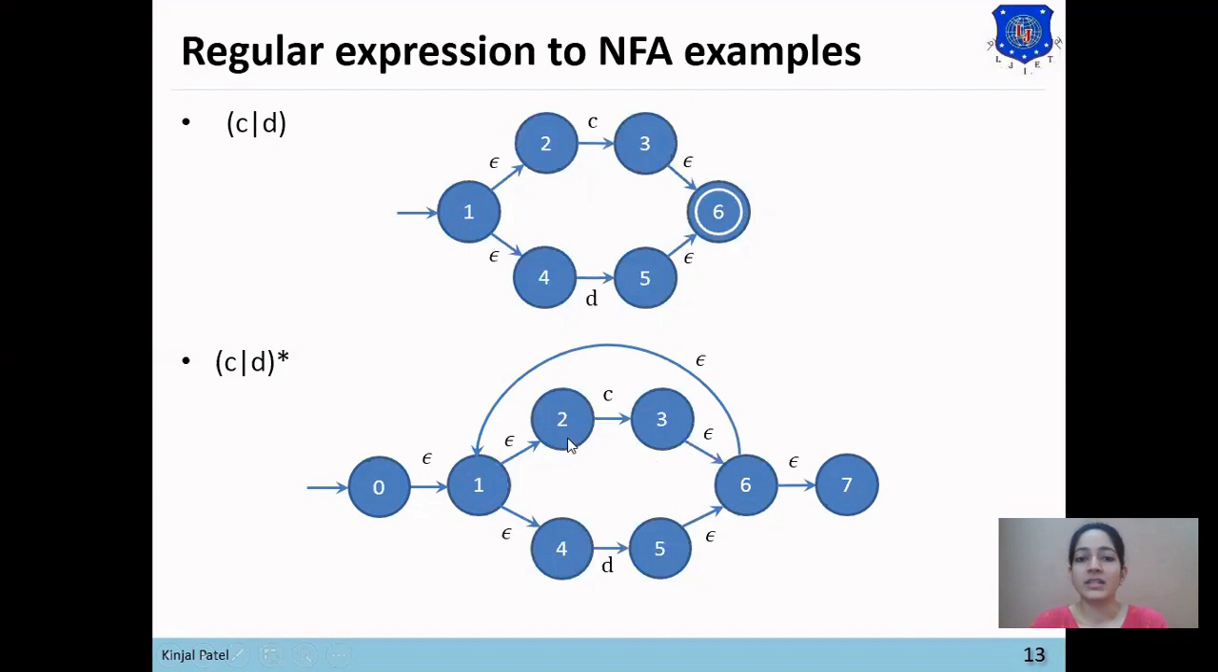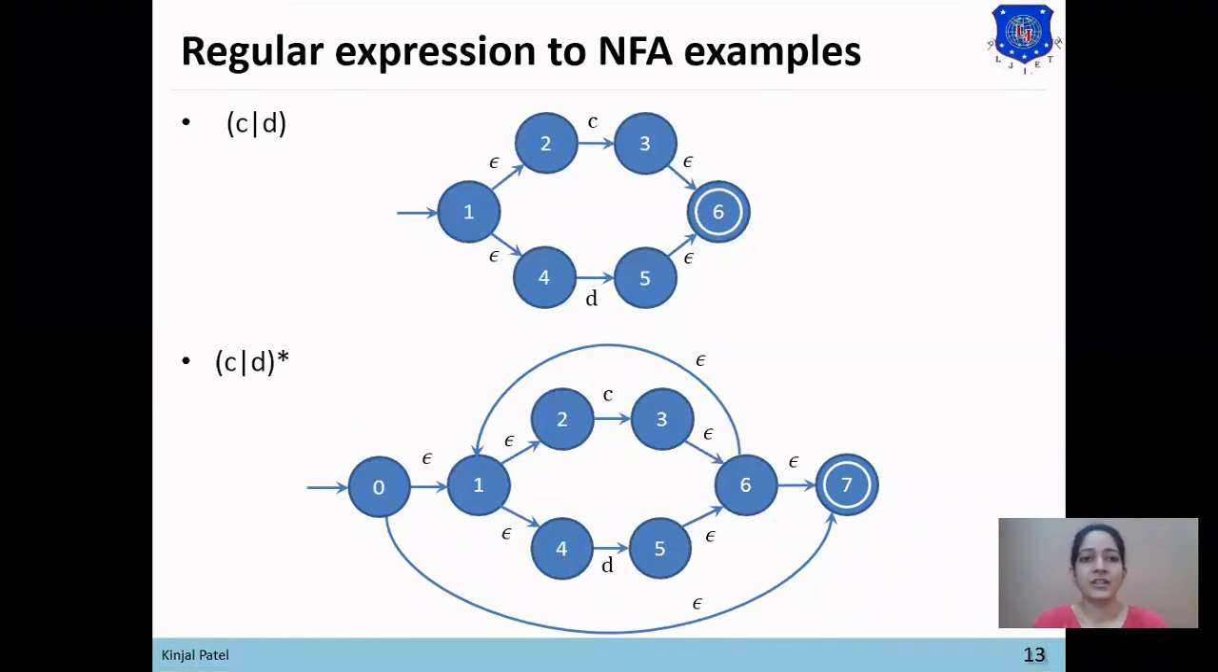Here do not make the mistake of drawing the null transition from 3 to 2 and 5 to 4, as our language has not been completed at 3 and 5, it is completed at 6. So we will draw the null transition from 6 to 1, not from 3 to 2 or 5 to 4. Now the last null transition we will draw is from 0 to 7. So now this is the NFA created for the regular expression (c or d) Kleene closure.